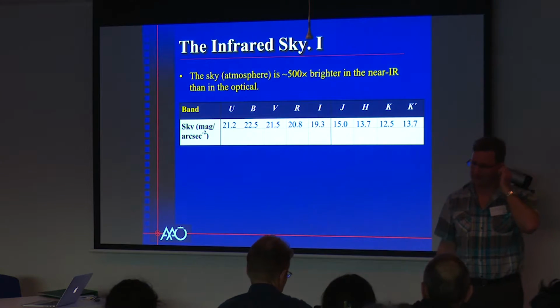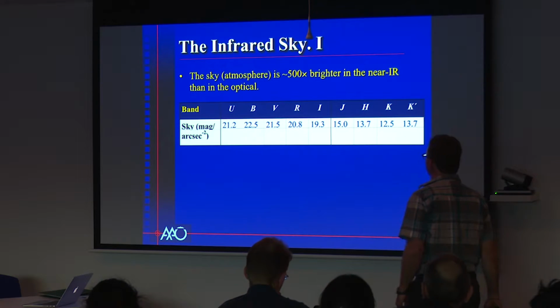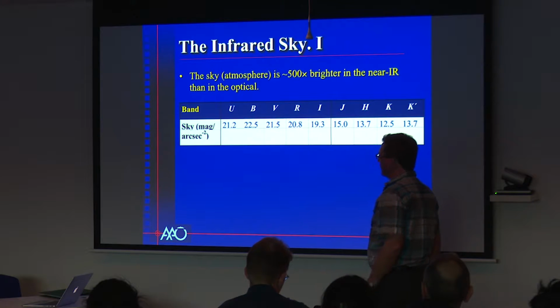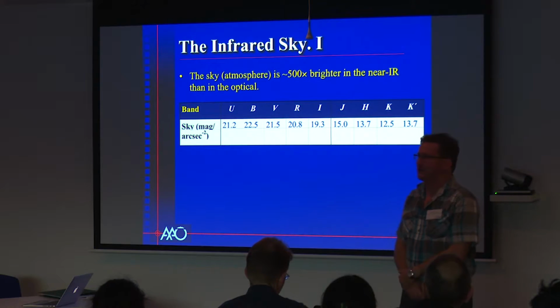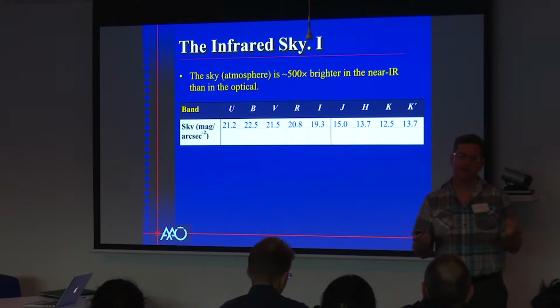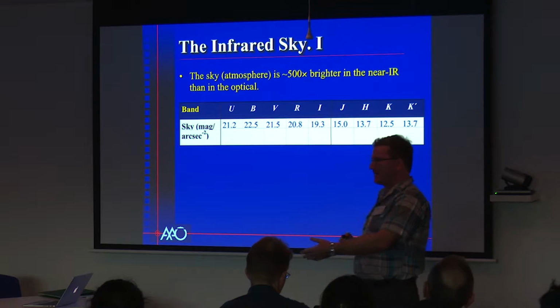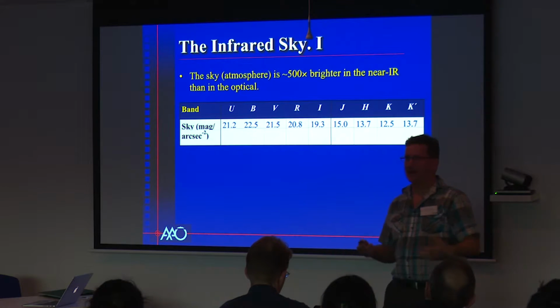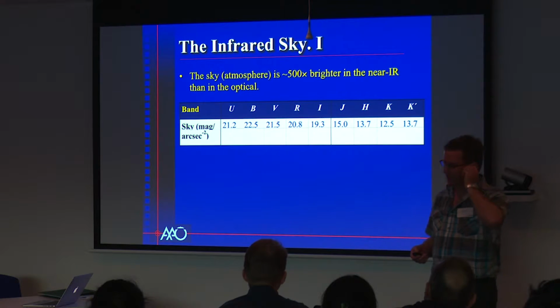So in infrared astronomy, the sky is your enemy. It's the thing that makes life particularly challenging. Typically in optical astronomy, if you're looking at stellar sources, the sky background may be something on the order of about 1% the brightness of your source. Whereas when you move to the infrared, the sky background itself is typically hundreds of times brighter than the things you're interested in. So clearly that's a challenge.